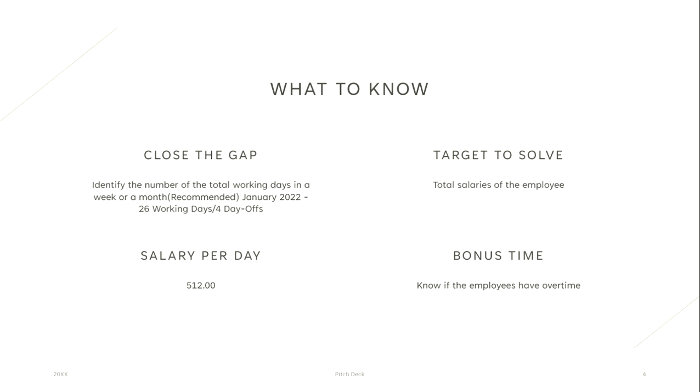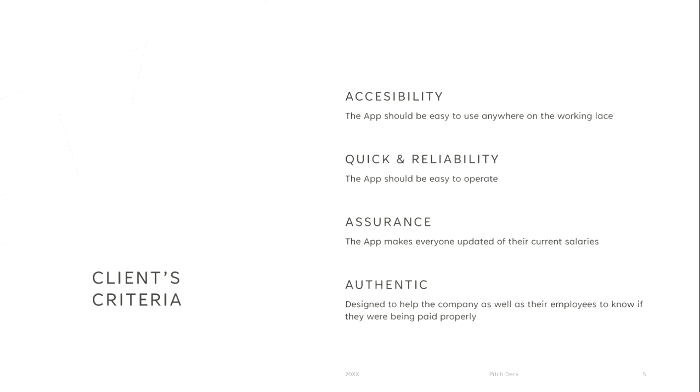What to know? First is we should close the gap. We identify the number of total working days in a week, but the recommended is of course a month for an easy computation of the gross monthly income. What is the target to solve? Target to solve is the total salaries of the employee. And what is the minimum salary per day? 512 is the average. Bonus time means if you have overtime, of course.